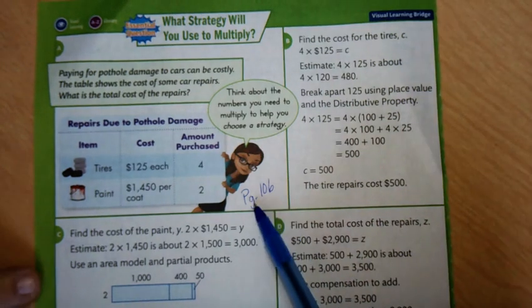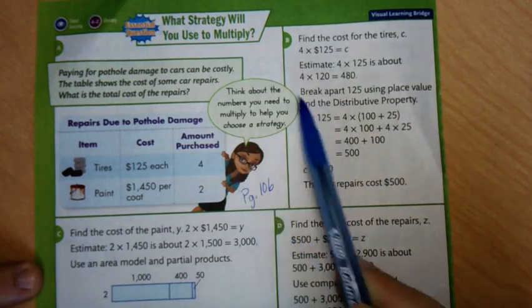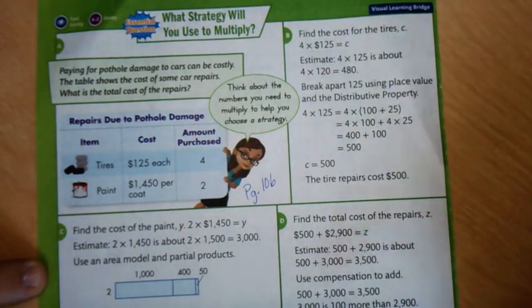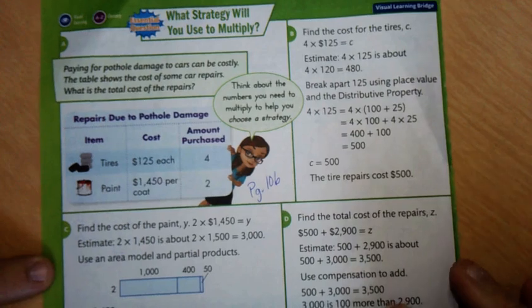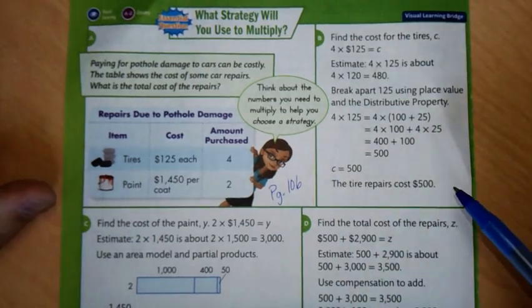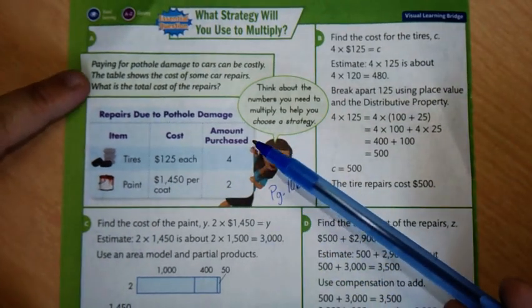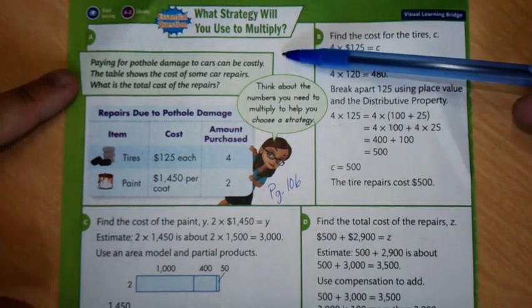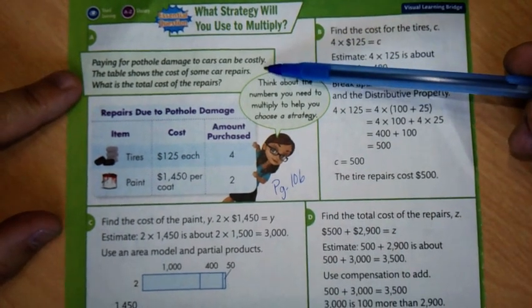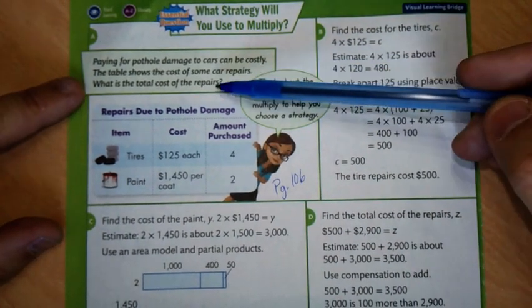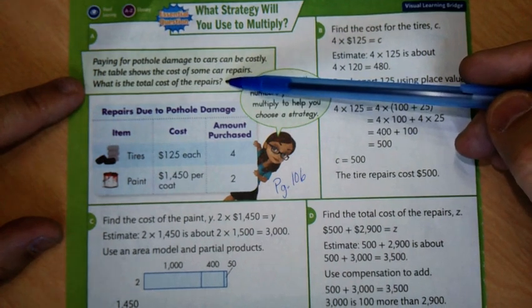So here we are on page 106. All right. And we're going to take a look at the problems here and walk through 2 more of the strategies we've talked about that can help us when we multiply. All right. So it says, paying for the pothole damages to cars can be costly. The table shows the cost of some car repairs. What is the total cost of repairs?